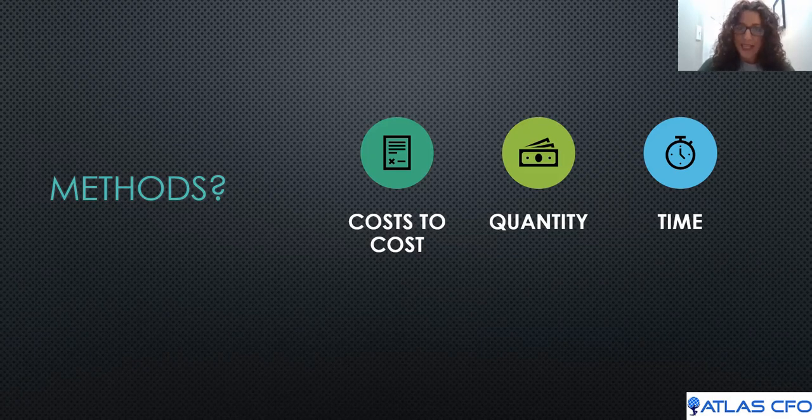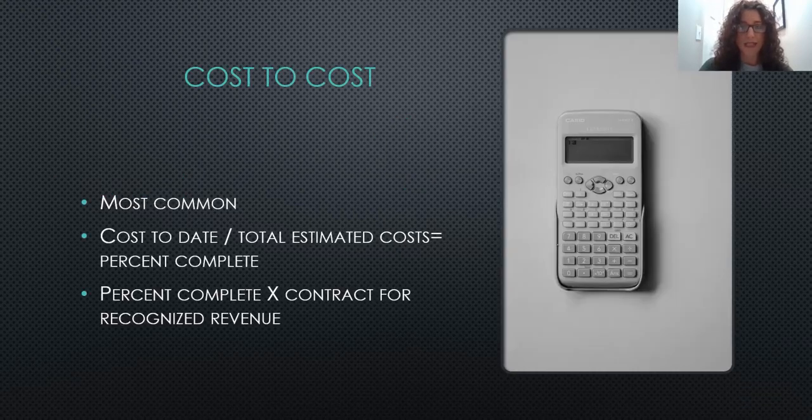There are three basic methods of determining a percent complete: cost to cost, a quantity-based, or some sort of a timeline. Cost to cost is by far the most common. I would say that probably 99% of our contractors use cost to cost method, but I'll go ahead and explain all three just so you have an understanding.